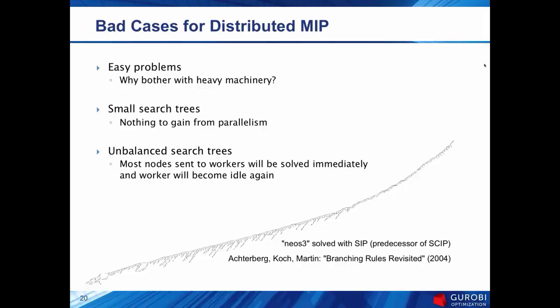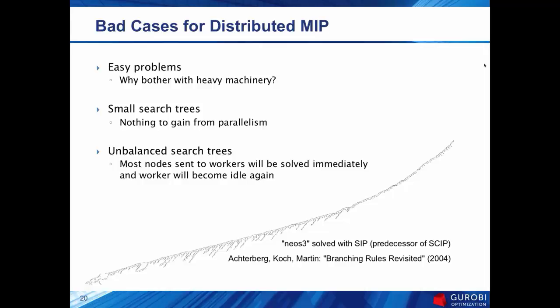They might benefit from parallelism in the LP relaxation of the MIP, and that's just like distributed LP or concurrent LP or parallel barrier LP. But if the search tree is small, then the distributed MIP is not going to give you much benefit.